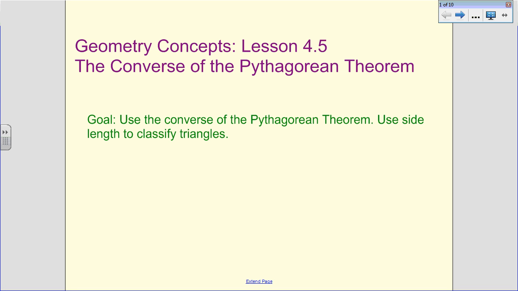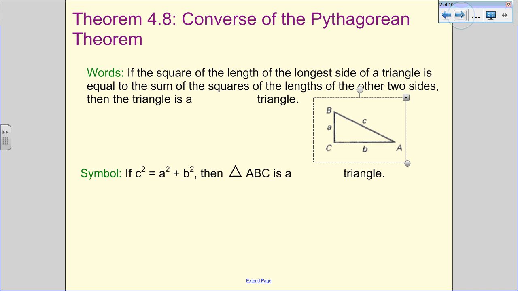Right, ladies and gentlemen, we're going to take a look at lesson 4.5, and that's the converse of the Pythagorean theorem. If we think back to what converses were, we put the conclusion first, and then the hypothesis second. So we're going to take a look at that Pythagorean theorem converse, and then we're going to use side lengths to classify triangles.